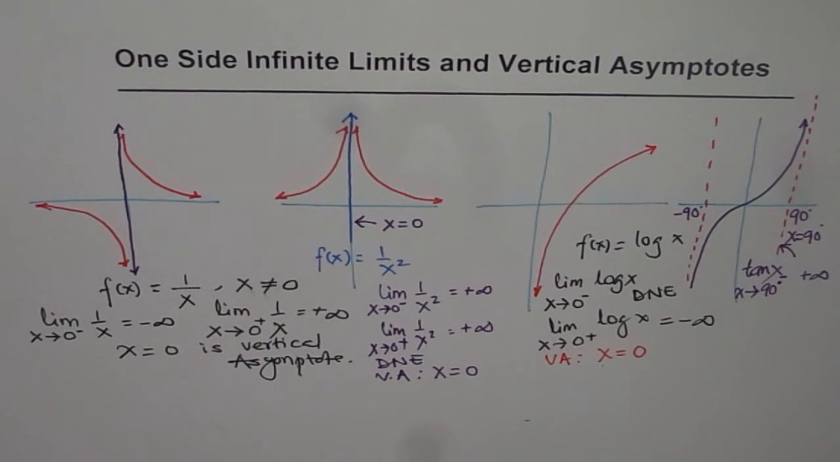So that's the takeaway from this video. I hope now you understand how closely one-side limits and vertical asymptotes are related.